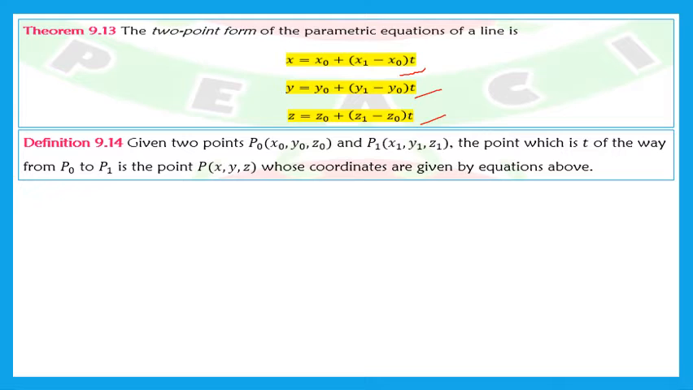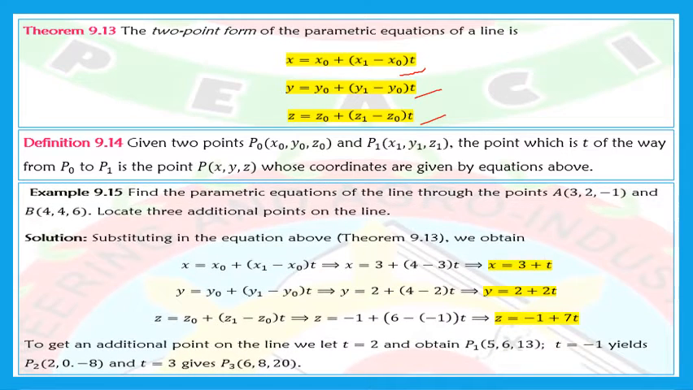So this is what it says. For example, find the parametric equations of the line through the points A, 3, 2, and negative 1, and the point B, 4, 4, and 6. These are the formulas we will use. Locate 3 additional points on the line.